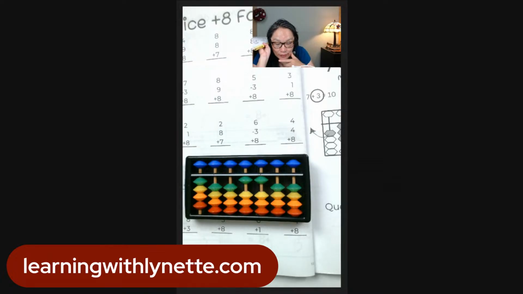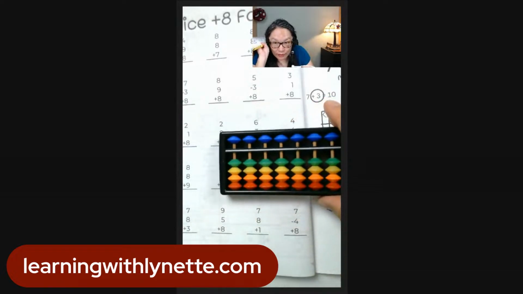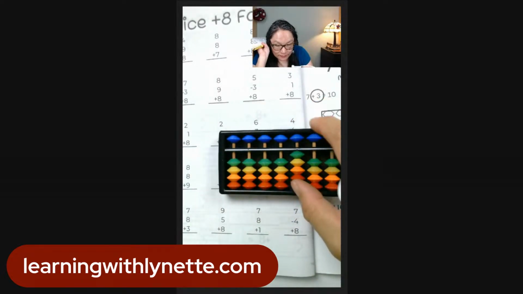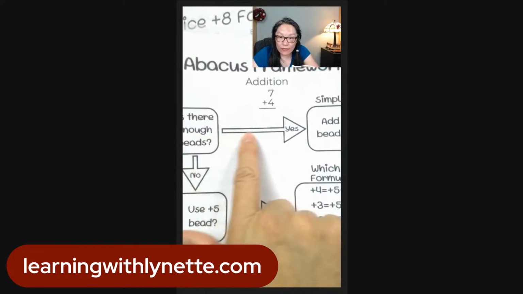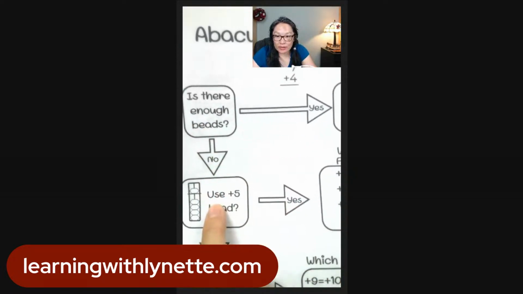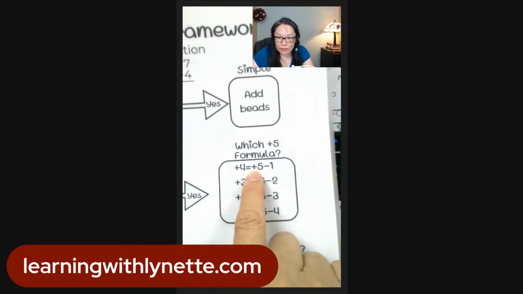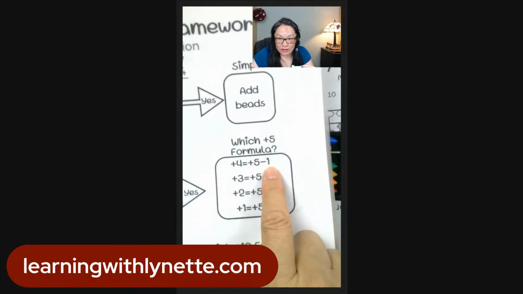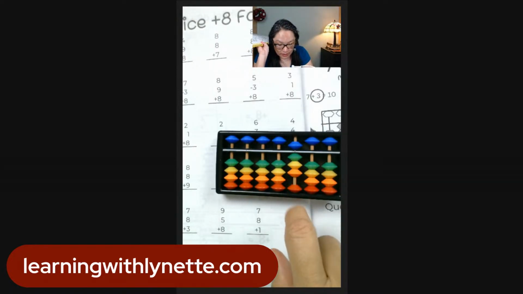Let me do it again. So here I have 4. I want to add another 4. To add a 4, can I do it? Nope. So what do I do? I go down here. I need to use the 5. Plus the 4 is equal to plus the 5 minus 1. So I plus the 5 minus the 1.